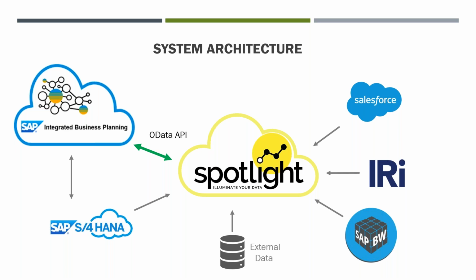As well, from a system architecture perspective, because it's flexible, we can bring in data from Salesforce, from IRI, from external data sources, SAP BW, et cetera. Spotlight can sit on top of that, or bring it into the Spotlight database or data lake, and then report on those pieces of information as need be, right? So all of this is in the cloud, so we can pull that information in real time as long as there's an API available that supports an extract. Okay.